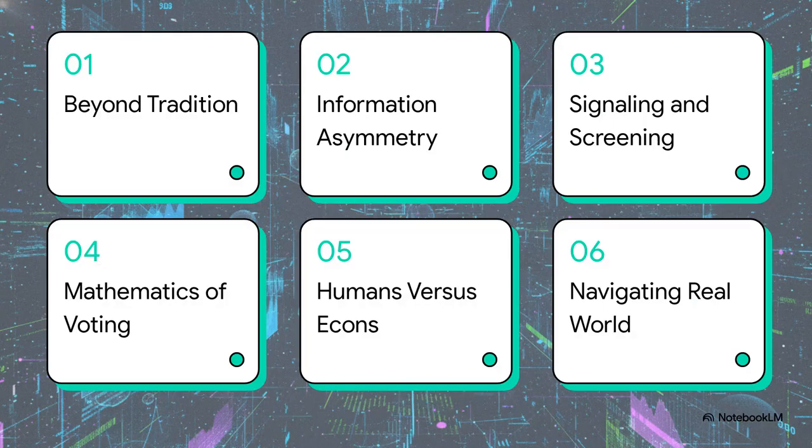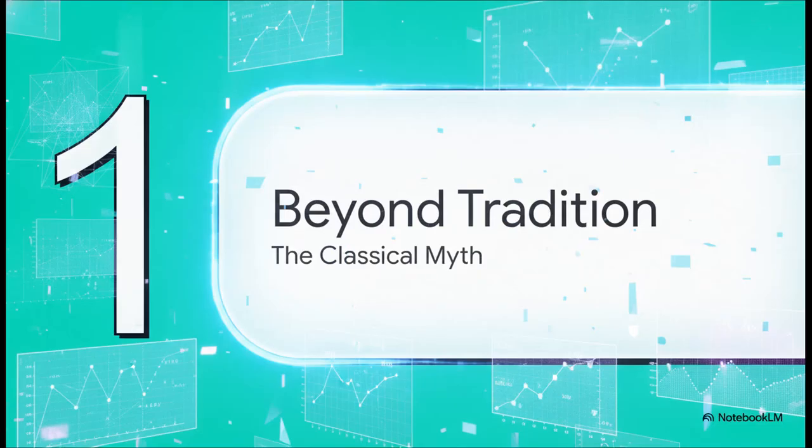To find out, here's our roadmap. We're going to look beyond traditional economics, tackle the information asymmetry problem, check out signaling and screening solutions, dive into the mathematics of voting, pit humans against econs, and finally, figure out how to navigate the real world with all this in mind. All right, Section 1, Beyond Traditional Economics.